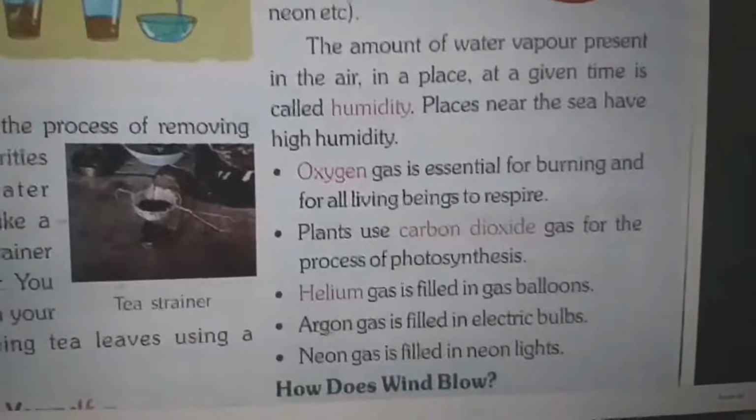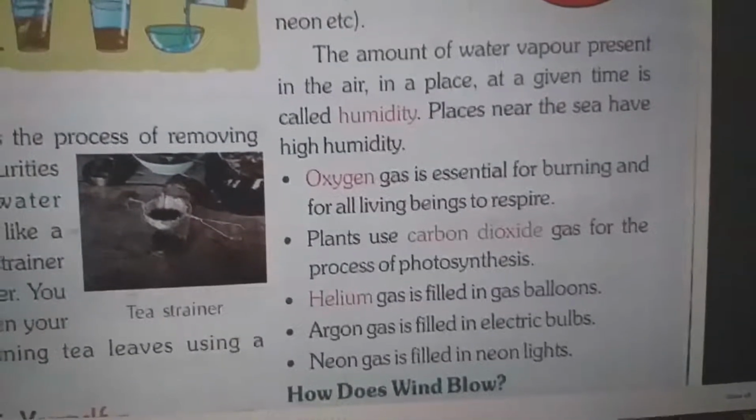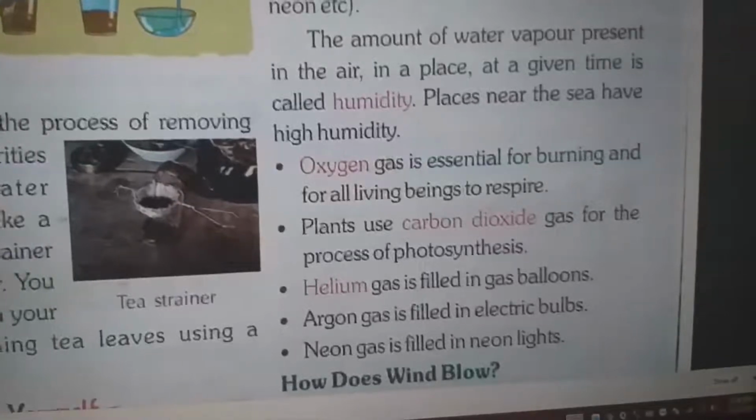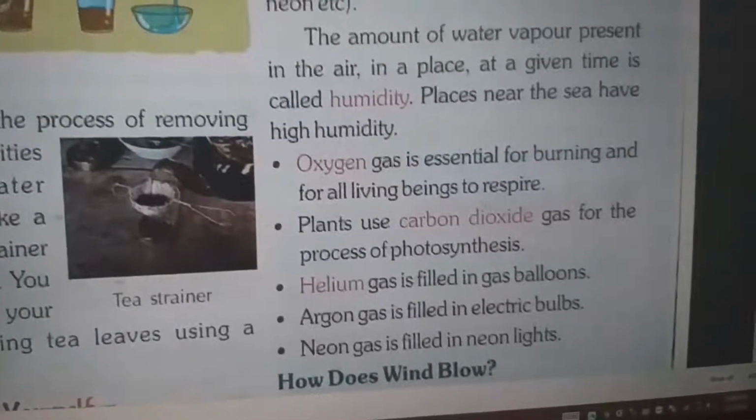Oxygen gas is essential for burning and for all living beings to respire. To burn anything, we need oxygen, and for the breathing process, for respiration also, we need oxygen. Plants use carbon dioxide gas for the process of photosynthesis. So these are some of the uses of different types of gases. Carbon dioxide is required by the plants to make their food. Without it, they won't be able to make their food.